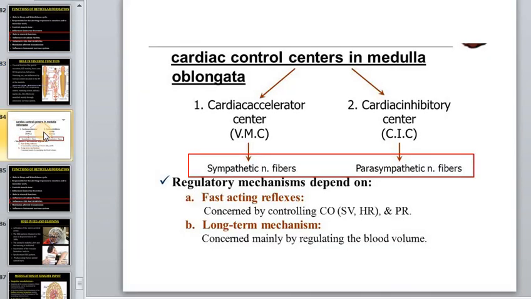This control can be realized by the autonomic nervous system, so sympathetic and parasympathetic fibers. Do you remember, sympathetic fibers activate the work of some visceral organs, not all, some of them, but for the heart it is activation, and parasympathetic fibers just depress the work of the heart.